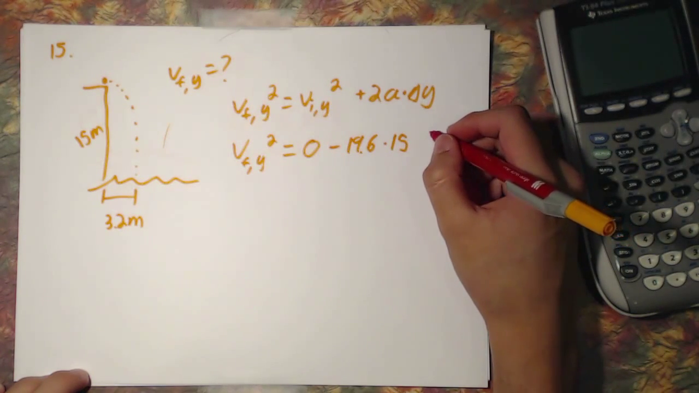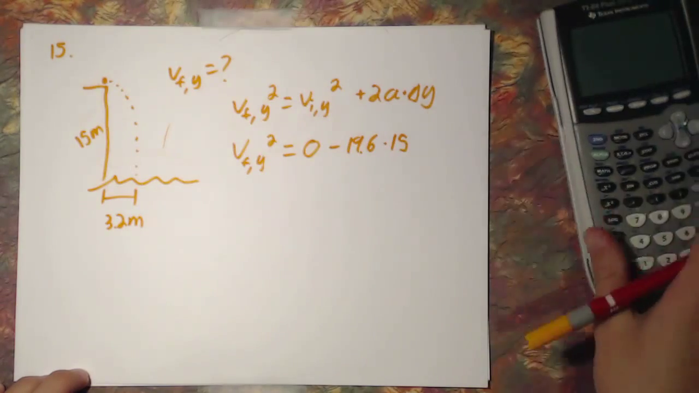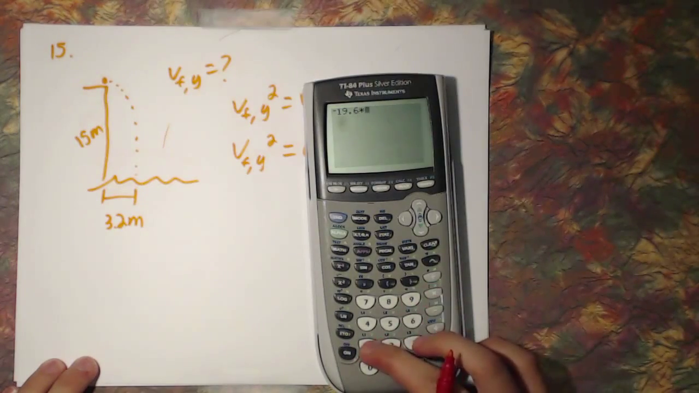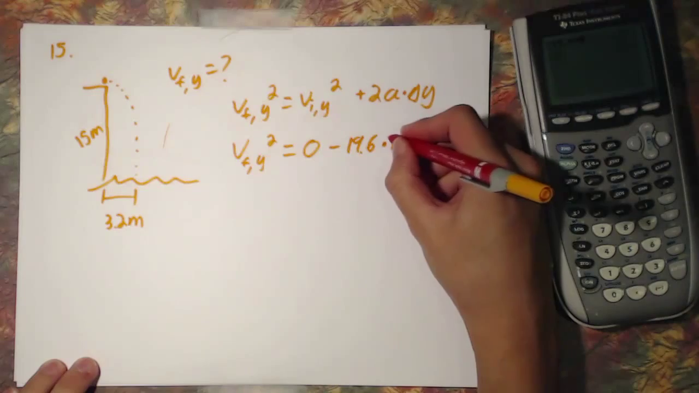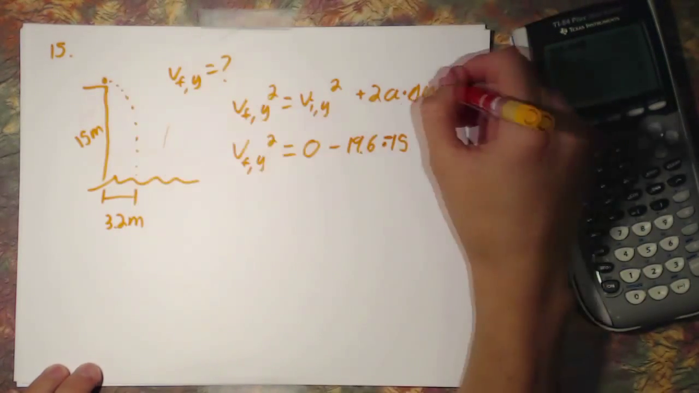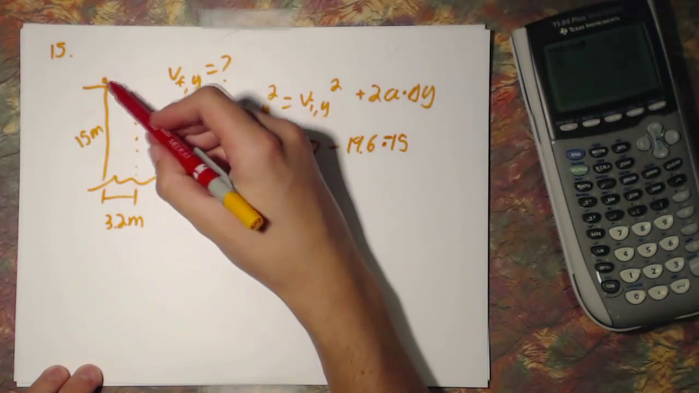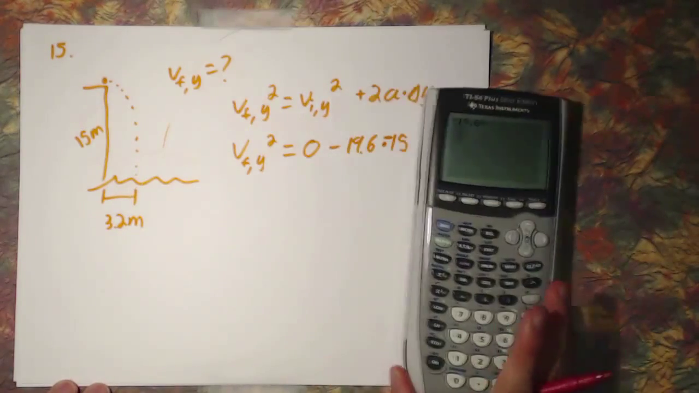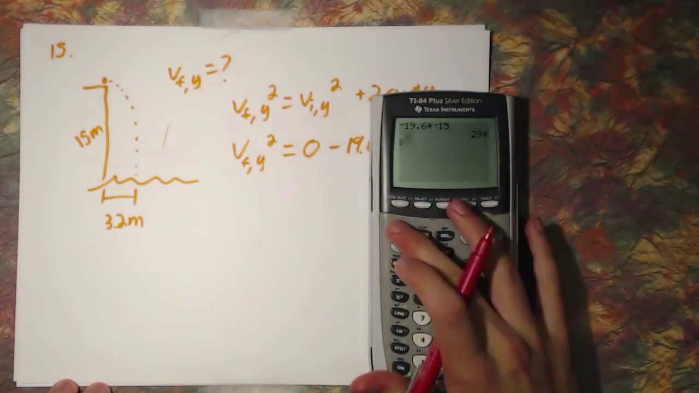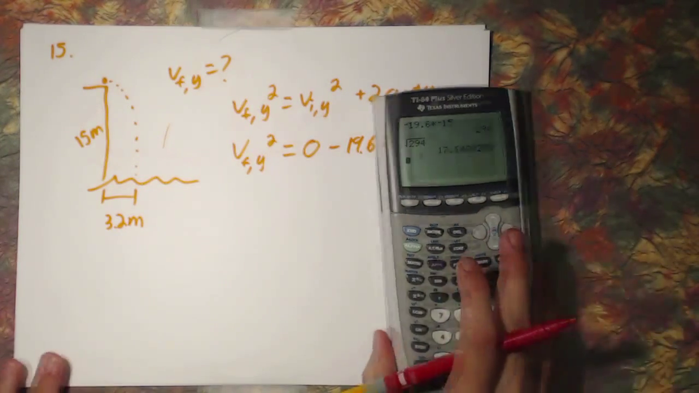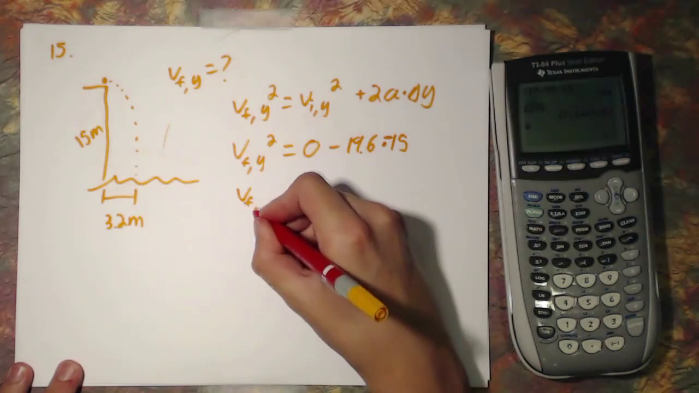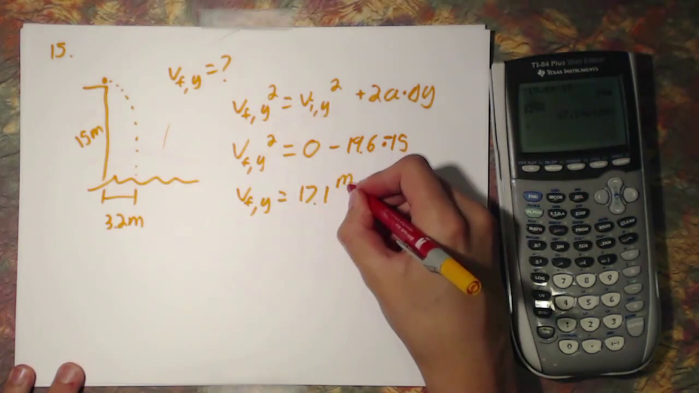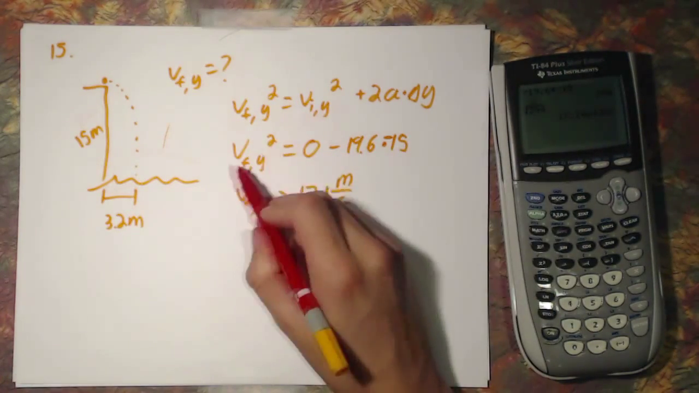When you multiply those out and take the square root, let's see, negative 19.6 times 15. Oh, sorry, this should be negative 15 because it's a delta y and it started high and ended low, so it's a negative displacement. I was wondering how I was going to take the square root of a negative number. So you get 294, take the square root, and we get v final y equals 17.1 meters per second.